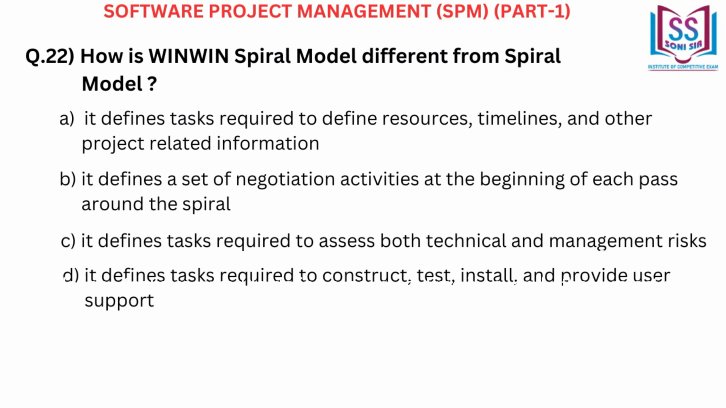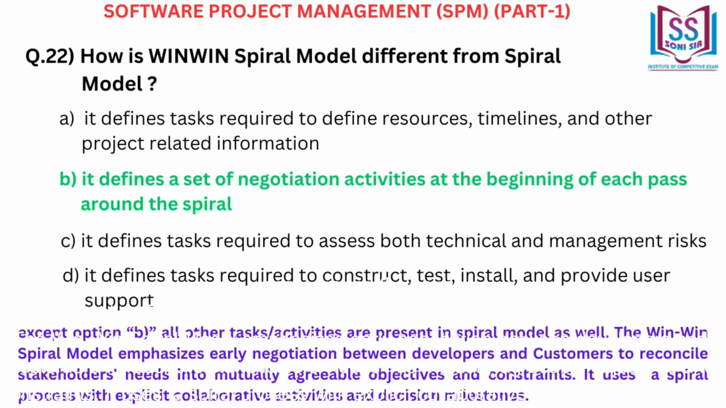How is win-win spiral model different from spiral model? A. It defines tasks required to define resources, timelines, and other project-related information. B. It defines a set of negotiation activities at the beginning of each pass around the spiral. C. It defines tasks required to assess both technical and management risks. D. It defines tasks required to construct, test, install, and provide user support. Correct answer B. It defines a set of negotiation activities at the beginning of each pass around the spiral.